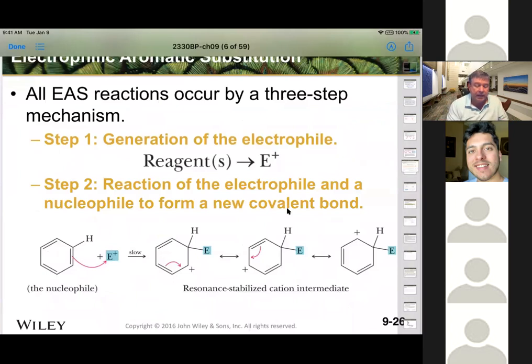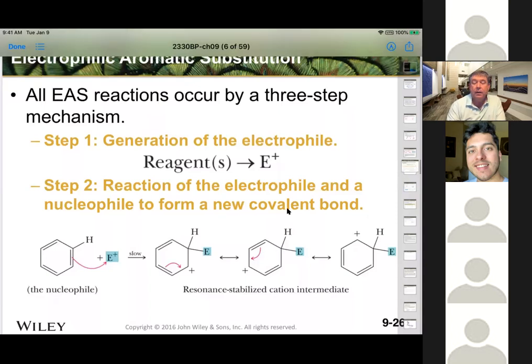Second step is we're gonna have the electrons from our benzene ring reach out and grab at that electrophile, okay? And the reason the benzene ring is reaching out and grabbing is those are the electrons creating the new sigma bond, okay? When it does that, those electrons that were balancing charge on this atom are no longer there, and we now have a positive charge on that carbon.